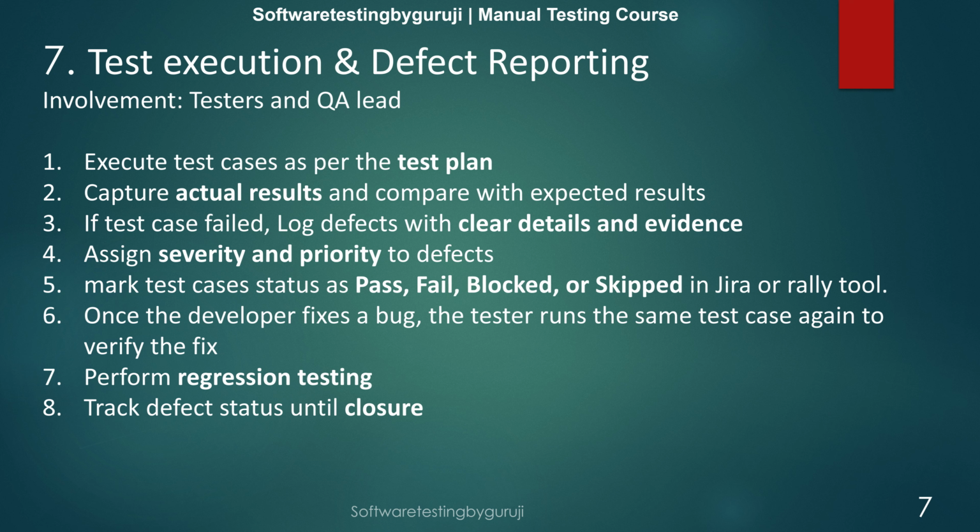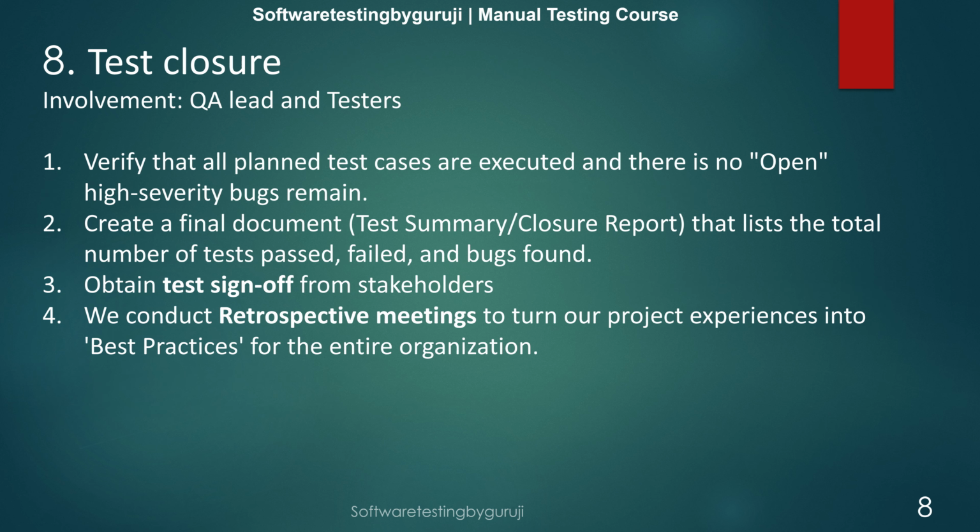So the tester should do this execution, and if they find any defect, they should report it to the developers. And last one, test closure. Here the QA lead and tester are involved. Mostly the QA lead is doing all these activities, and whatever help is needed from the testers, the tester will do that.